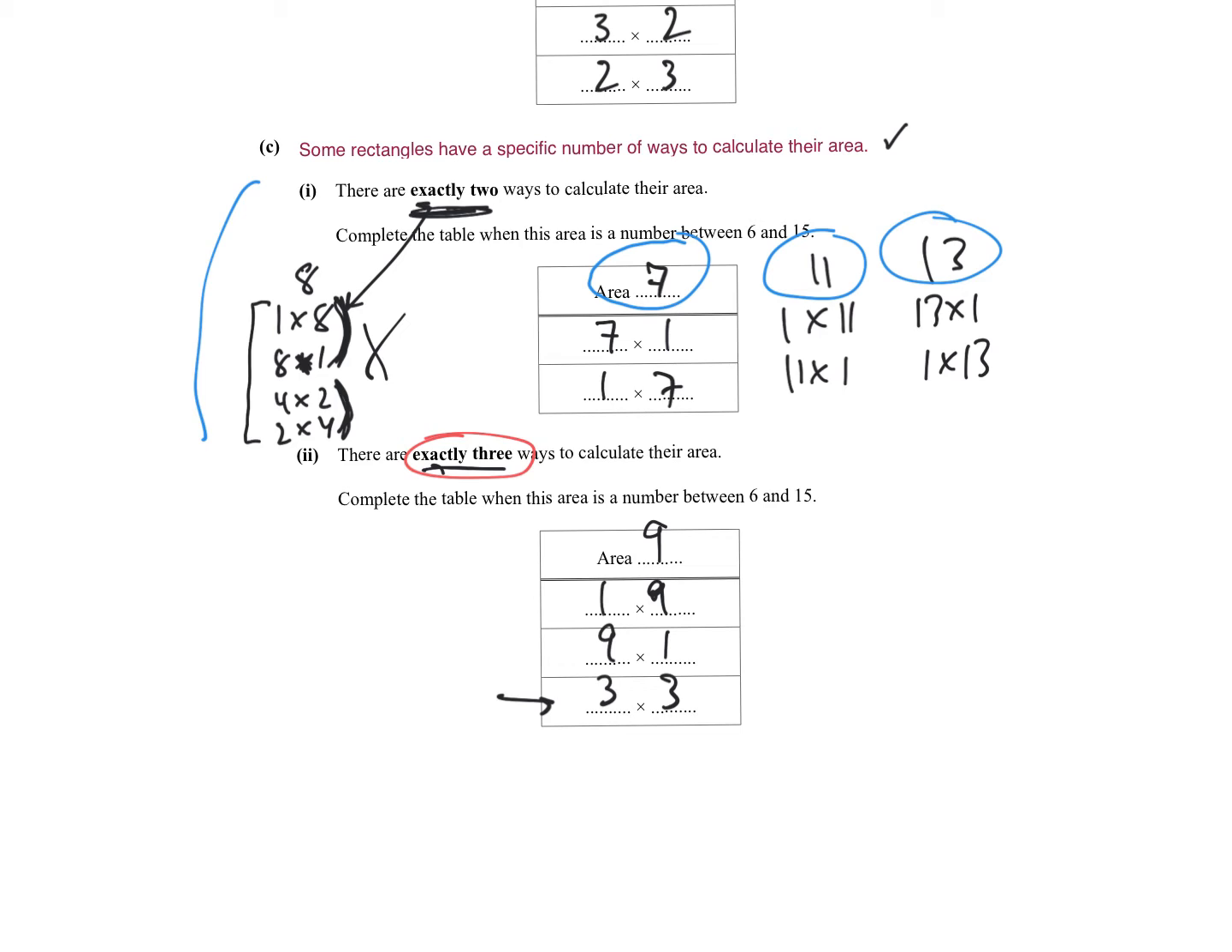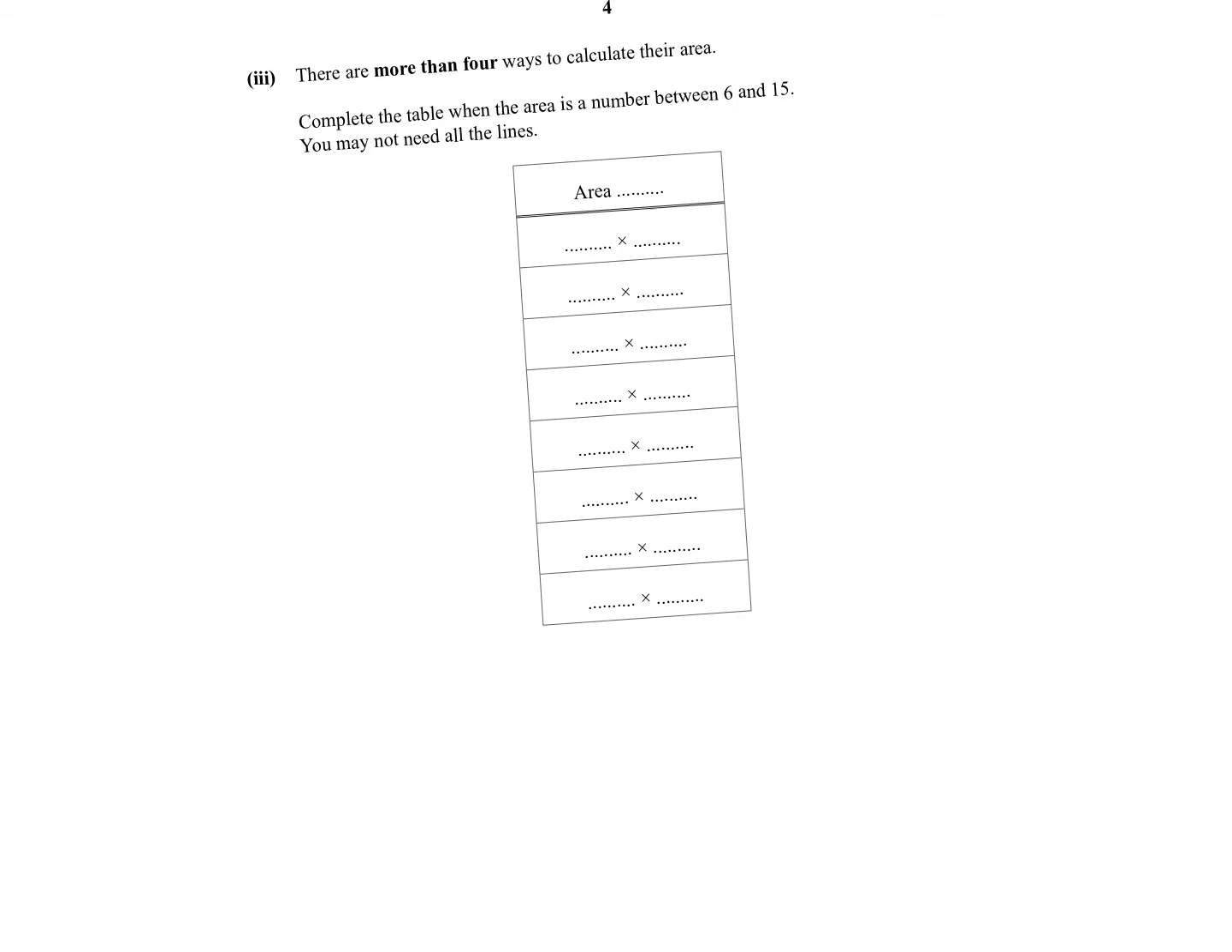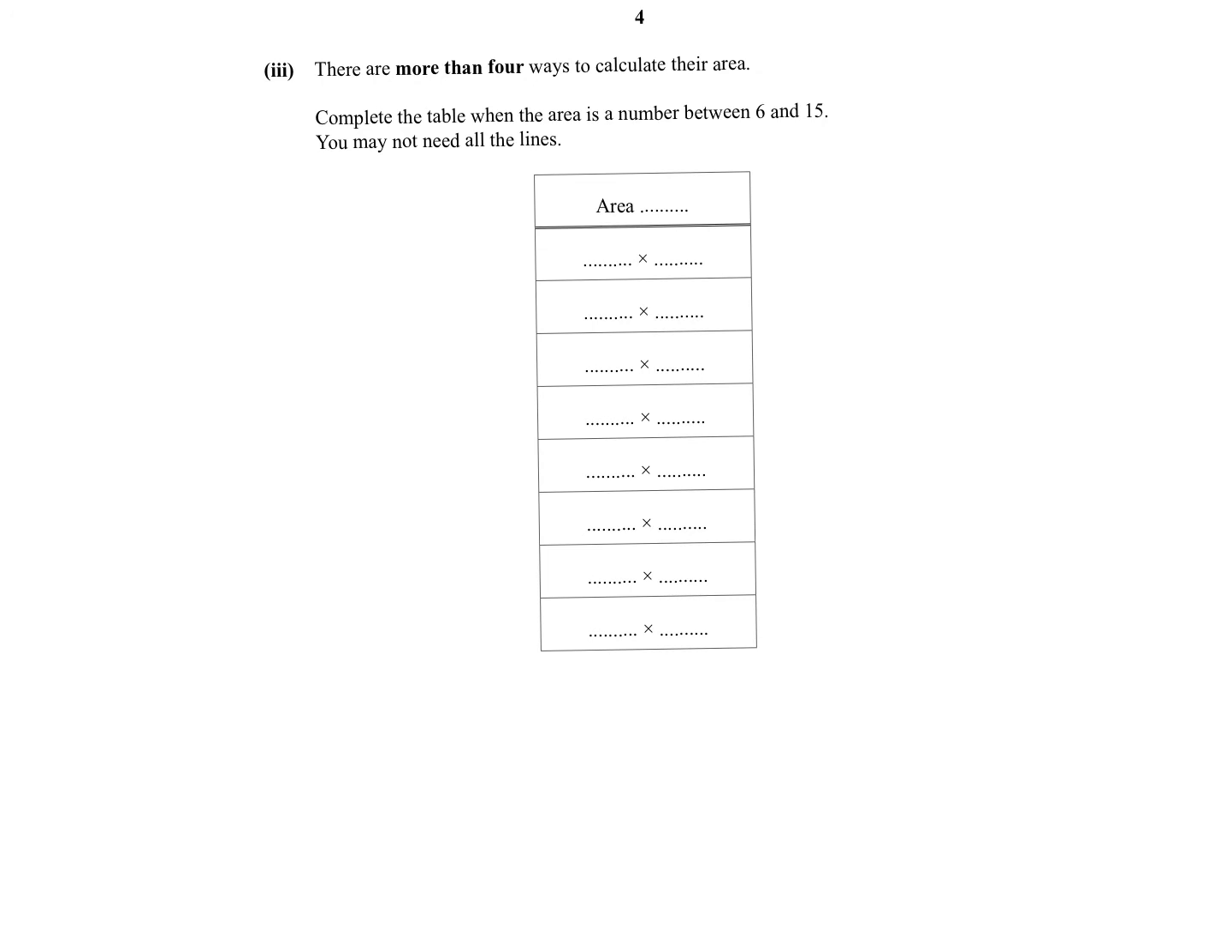But we could see that 9 worked. And 9 worked specifically because of this guy right here, that there was a combination where the numbers were the same. So essentially, there are more than 4 ways to calculate their area.